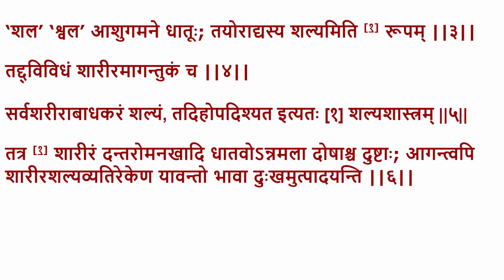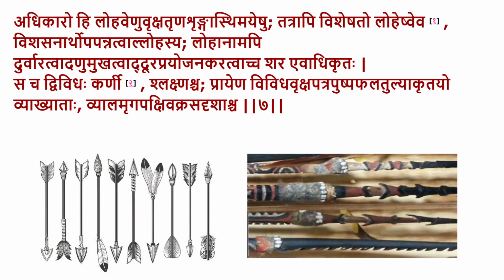The sharira, the endogenous examples are like dantaromanakadi, teeth or hairs or nails, etc., or dhatavo annamalaha, the vitiated doshas or dhatus, as well as the mala portions, any of the endogenous components. Agantuapi, the exogenous are anything beyond these, the shalyas which can produce suffering.